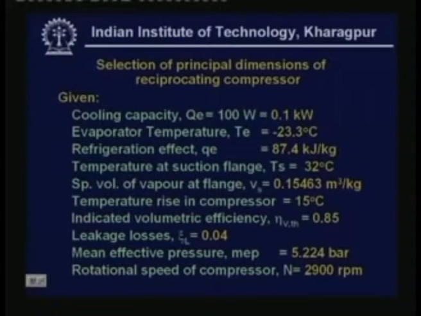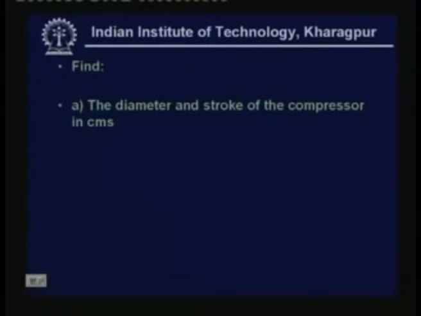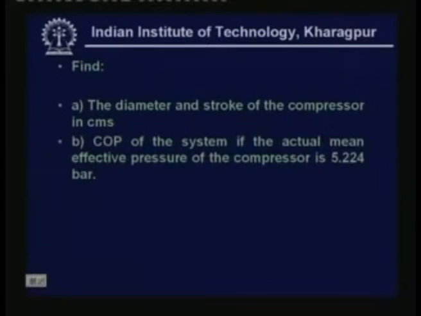So this is the given information, and what is it that we have to find? We have to find first the diameter and stroke of the compressor in centimeters, then the COP of the system if the actual mean effective pressure of the compressor is 5.224 bar. So let us solve this problem from the given input data.